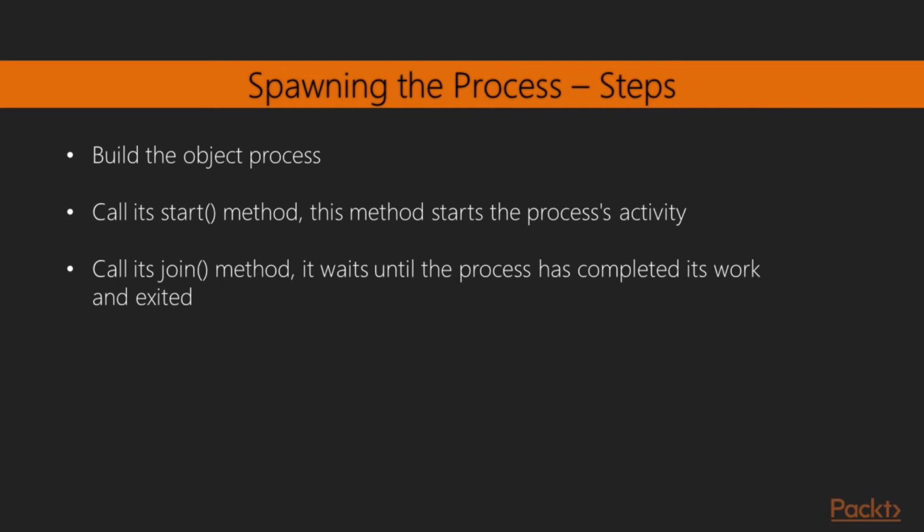The multiprocessing library of Python allows the spawning of a process through these steps. 1. Build the object process. 2. Call its start method. This method starts the process's activity. 3. Call its join method. It waits until the process has completed its work and exited.